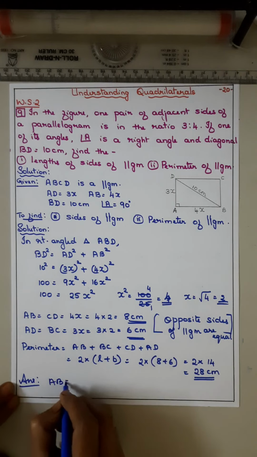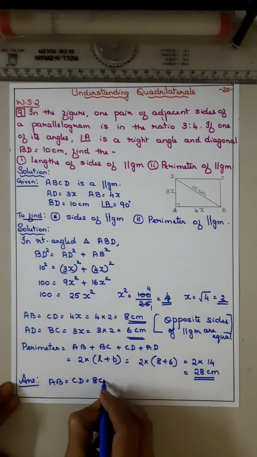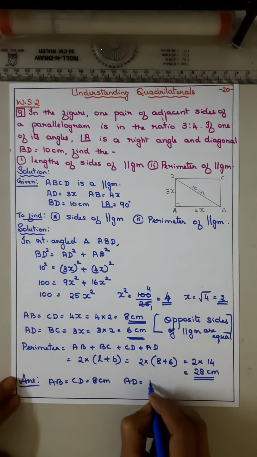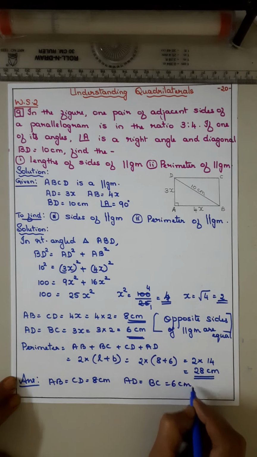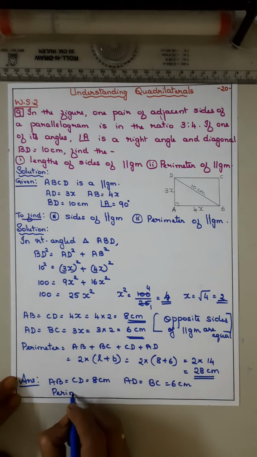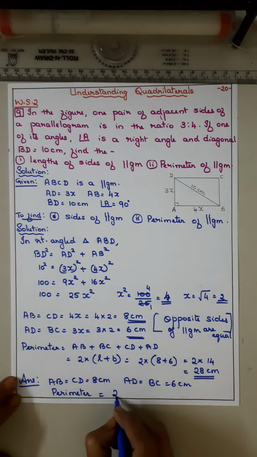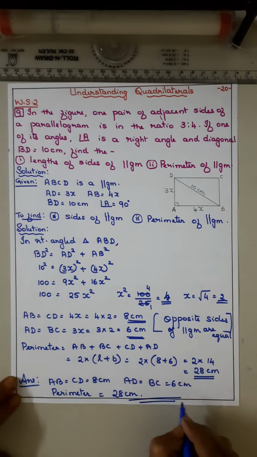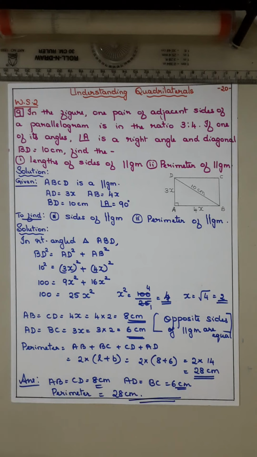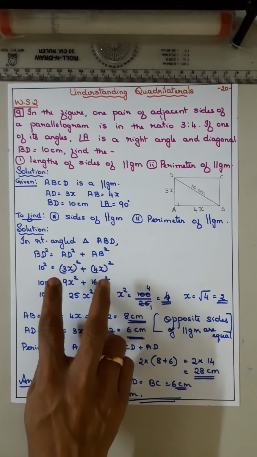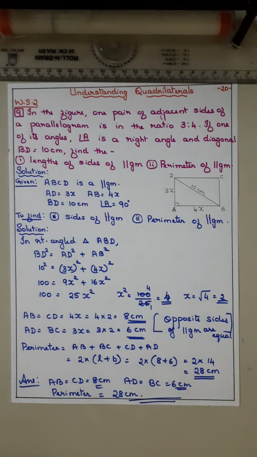So, answer: AB is equal to CD is equal to 8 centimeter. AD is equal to BC is equal to 6 centimeter. Perimeter is equal to 28 centimeter. Is it okay? So whenever there is a right angle, think about Pythagoras theorem. But here you have to be careful. 3x square, the whole square. You have to put the bracket and the whole square and find the value.